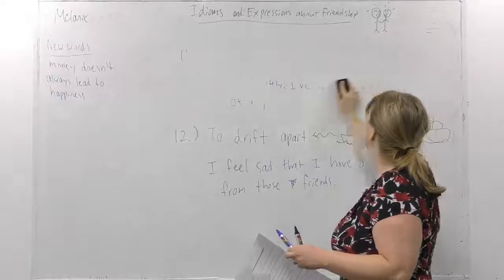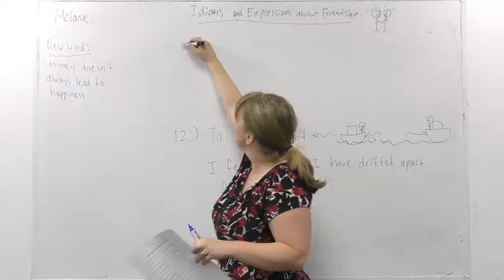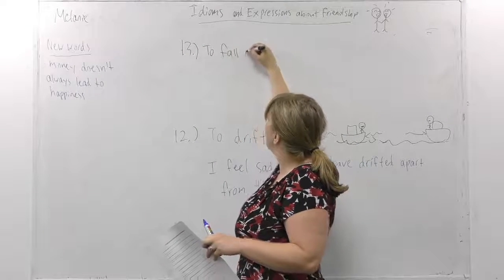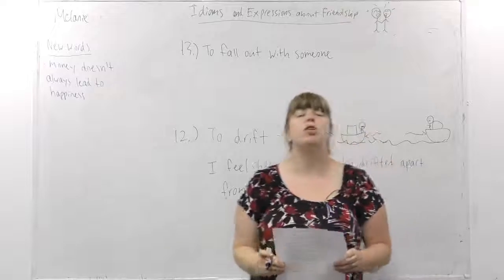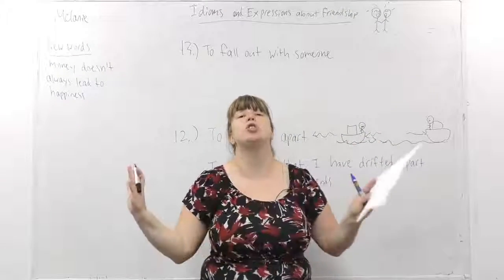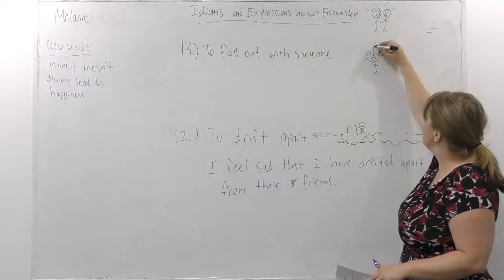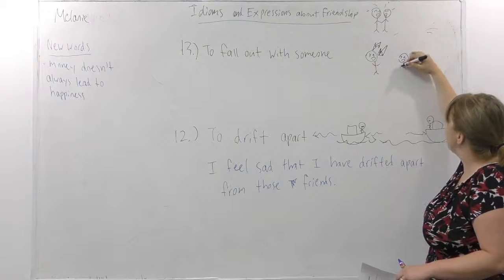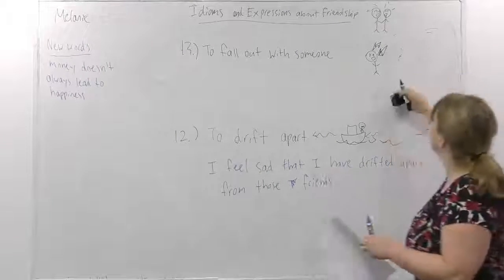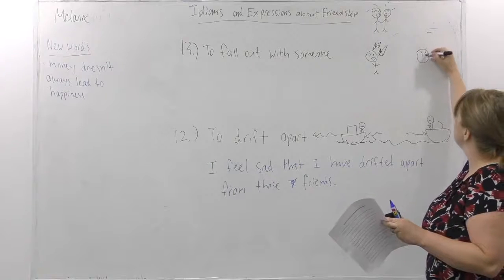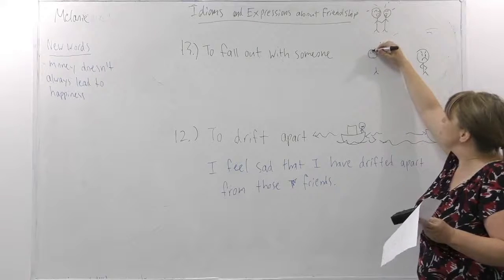Okay, last one. And this is probably the most difficult thing that can happen in a friendship. To fall out with someone. Basically this means to have a disagreement, to have an argument, and you stop being friends. So, for whatever reason, you and your friend, you're upset, you're angry, you're having an argument, you're not happy, and then because of this argument, you are not friends anymore. So you don't talk to each other. And that can be a very difficult thing to deal with.